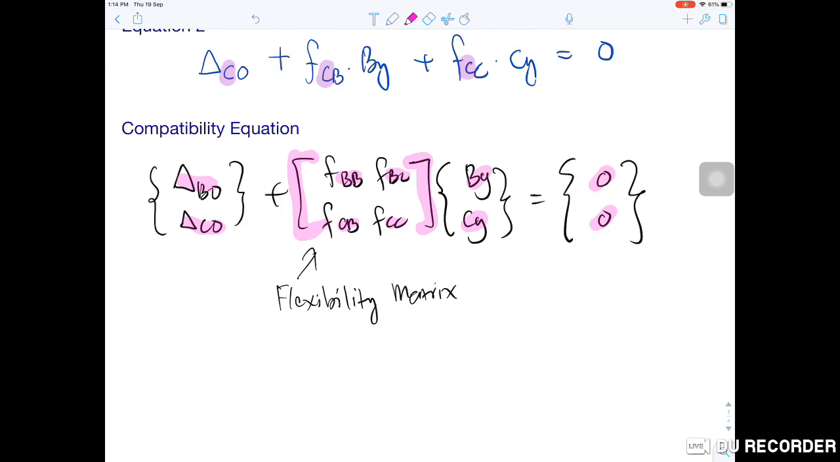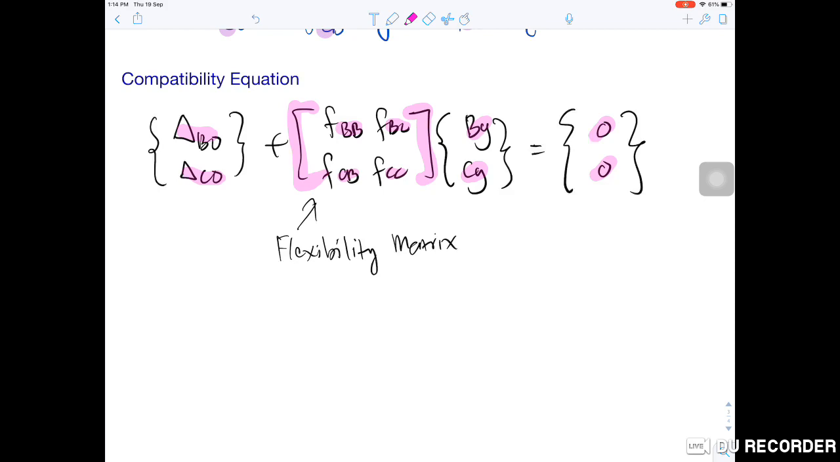Okay, let's rewrite this in general form. In general form means I want to change redundant 1 as number 1, redundant 2 as number 2. Means B as redundant 1, I will change to 1. C as redundant number 2, I will change to 2. So that we will get one general form of compatibility equation that is suited to all types of problem.